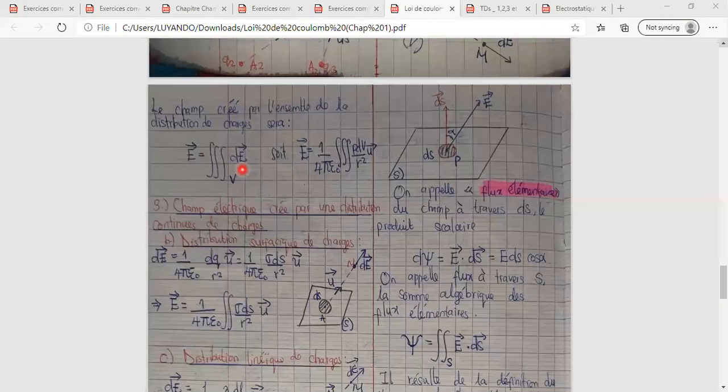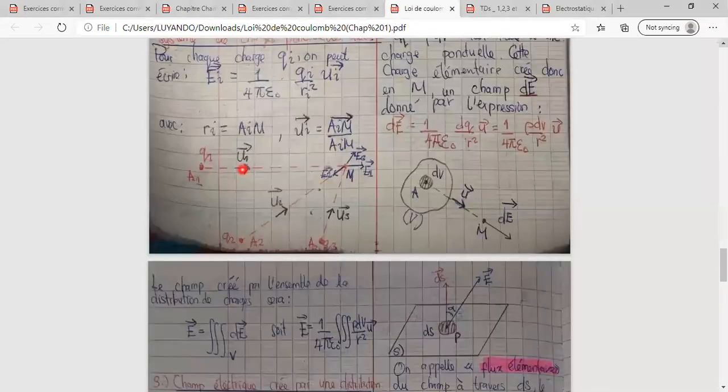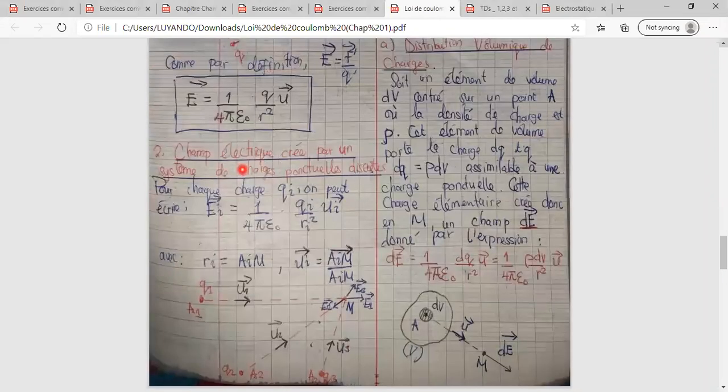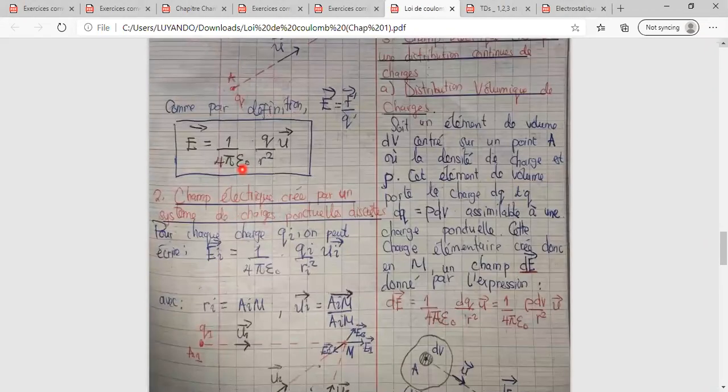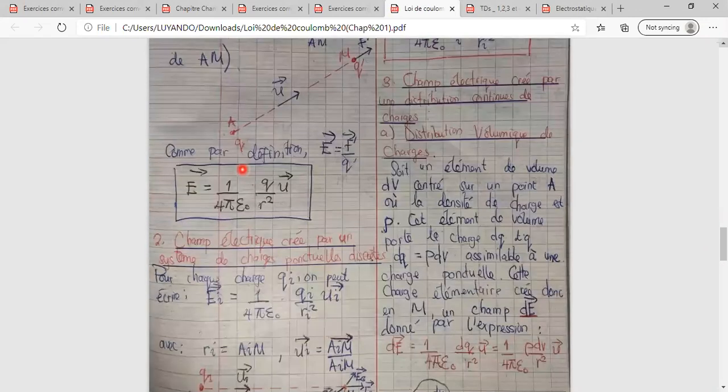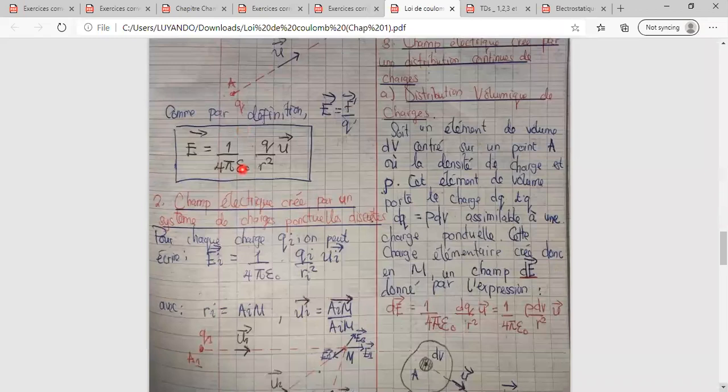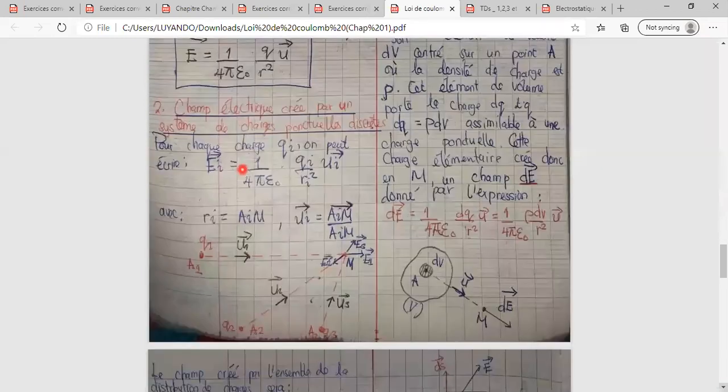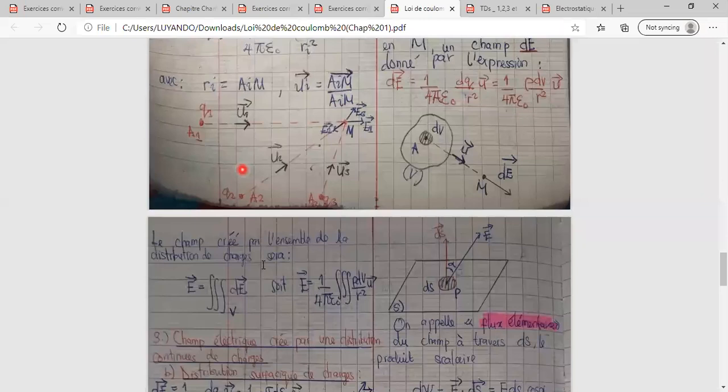And that was, we're talking about the electric field. So we talked about distribution volumique de charge. We talked about the electric field created by a continuous distribution of charges. We ended up here where we talked about the integration due to the volume. So we're finding the field at this specified volume.